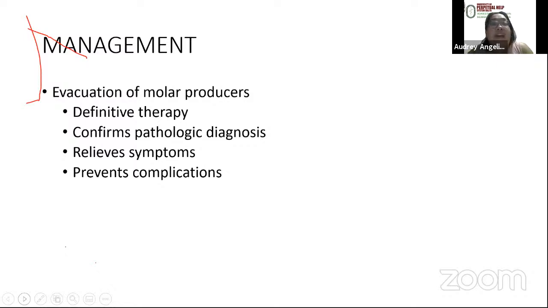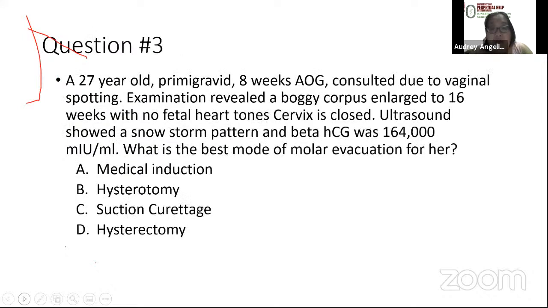Okay. Evacuation of molar products is the definitive therapy. It would confirm your pathologic diagnosis, relieve your symptoms, and prevent complications. So question number 3. Ultrasound then showed a snowstorm pattern and beta hCG was 164,000. What is the best mode of molar evacuation for your patient? She's a 27-year-old primigravid, 8 weeks age of gestation. So what is your answer?